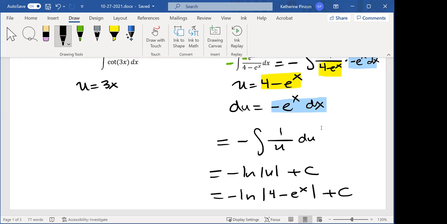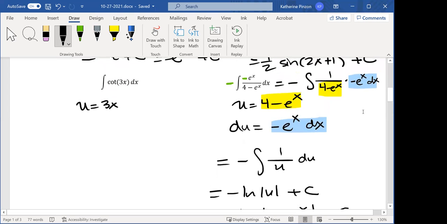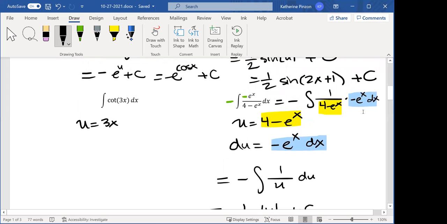How do you get 1 over u? I pulled that e out to the end. Let me scroll up a little bit. I rewrote this fraction, e to the x over 4 minus e to the x, as 1 over 4 minus e to the x, times e to the x. That way I can see the numerator part went to my du, and this would leave me with 1 over u there.